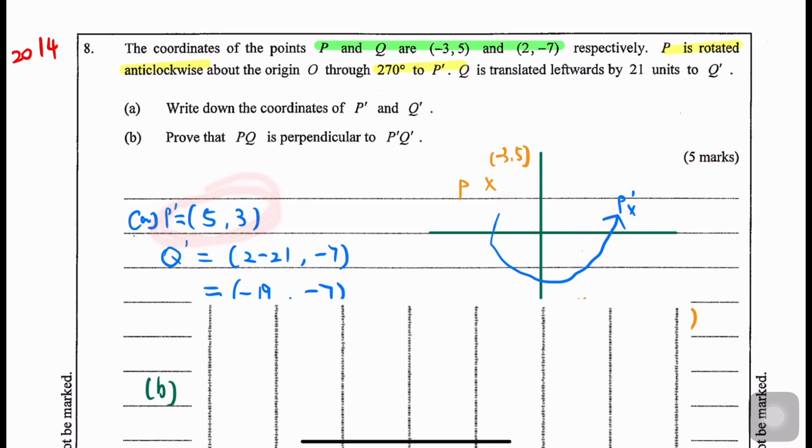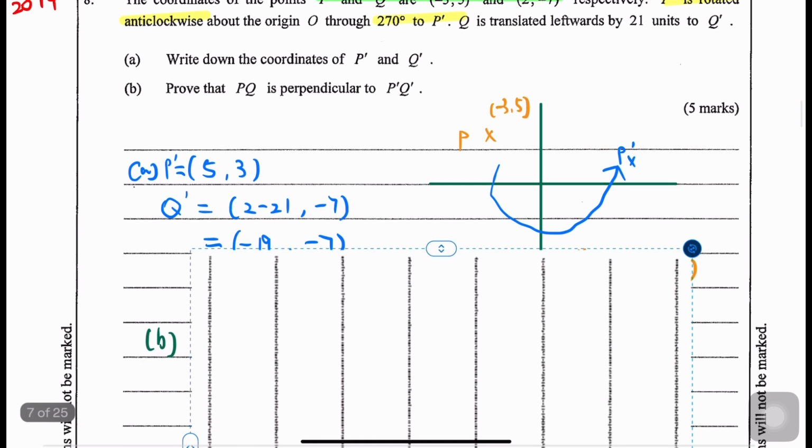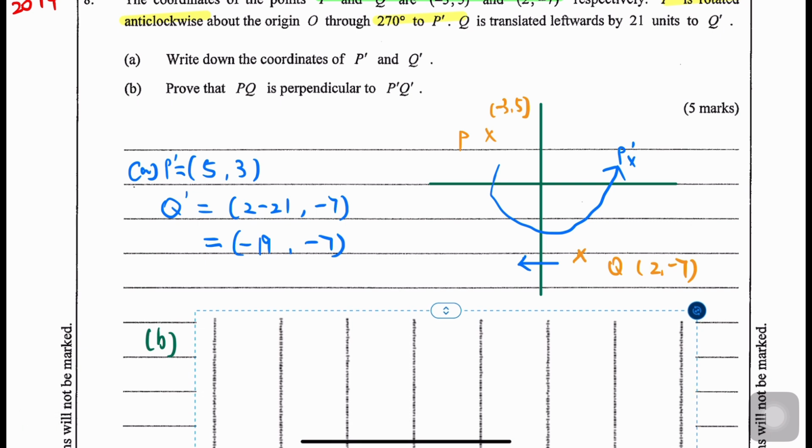Then for Q, it goes leftward. For the x-axis here, going leftward means more negative, so we subtract: the original 2 minus 21. Nothing happens with y. It doesn't go up or down, it just keeps the horizontal line. So we have Q here, we just go to the left, and Q dot should be here. After we subtract, we get the coordinates.